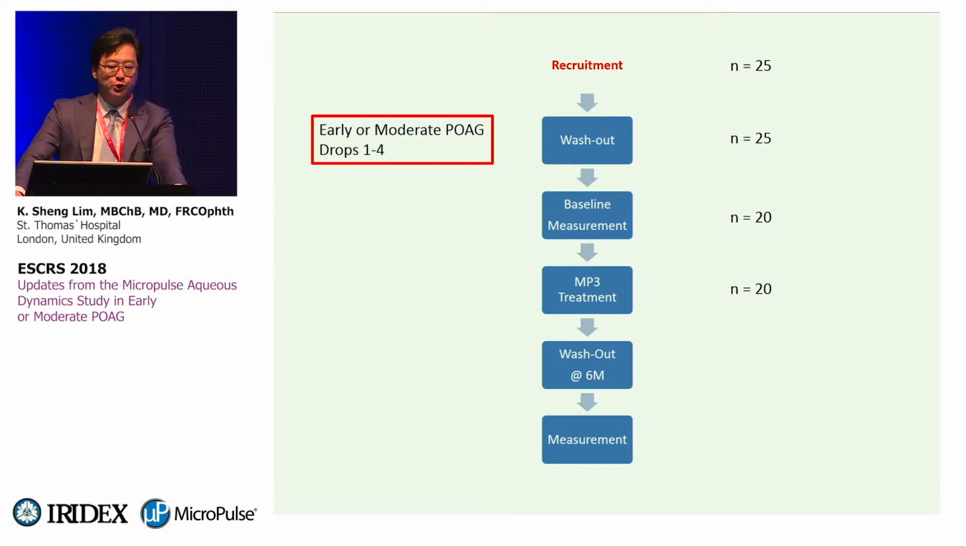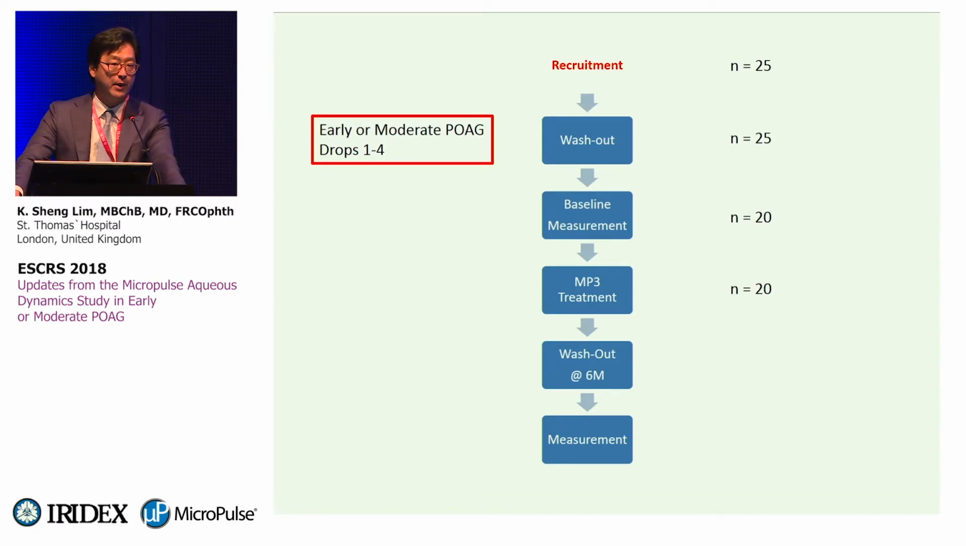We have so far recruited 25 patients, and 25 patients have had washout. Now, this is important. What we're doing here is probably the only washout IOP pre and post MP3 treatment. So patients only have early or moderate primary open-angle glaucoma. None of those patients had advanced glaucoma. None of them have had any previous incisional surgery in the eye. They were taking 1 to 4 drops. We invite them to be part of the study.